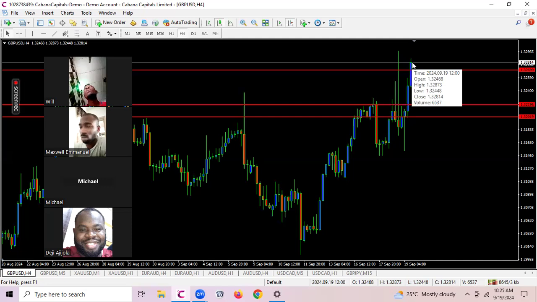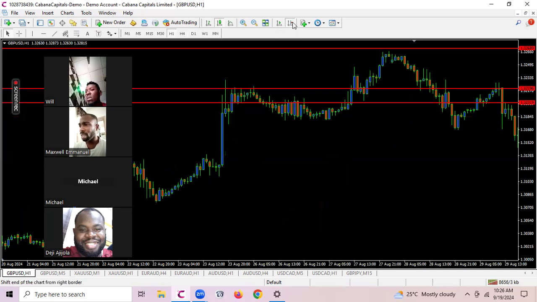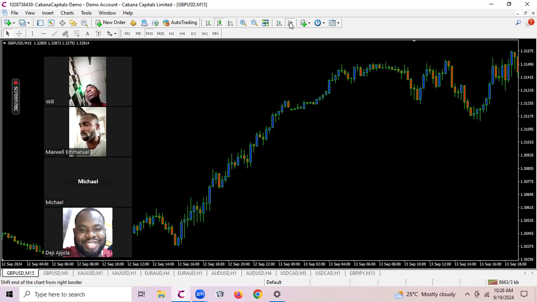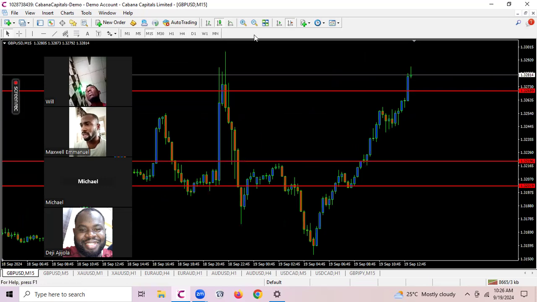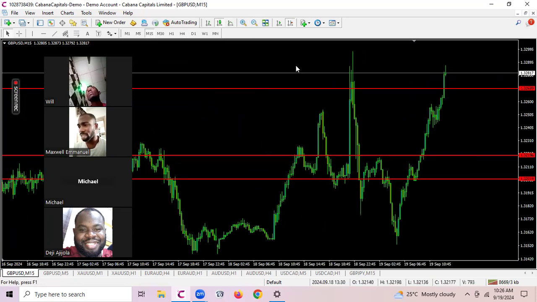Are you getting it? So that's my take on GU. I'm looking for a setup between today and tomorrow. I hope that is clear. Let's just see what's happening on 1 hour. This is 1 hour, still bullish also. 15 minutes, still bullish also. So everything is still bullish on GU, but like I said, it's not the right time to go bullish on GU. So that's my take on GU.